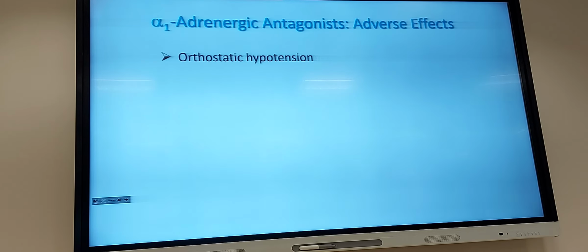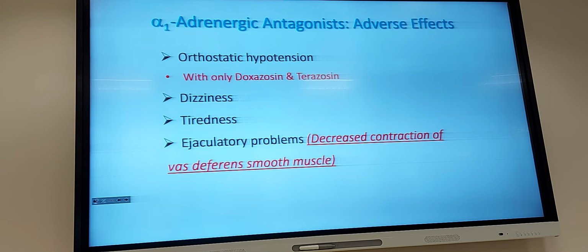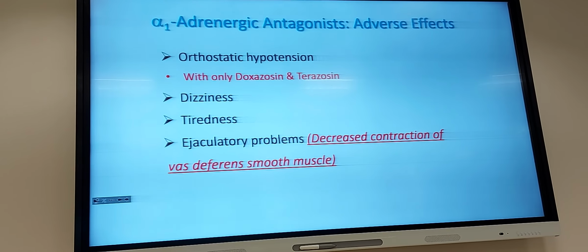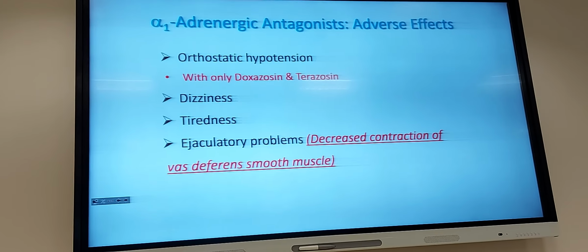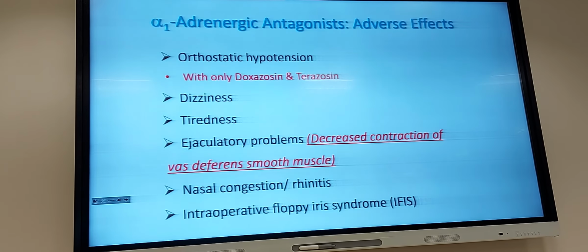Again, as we just said, orthostatic hypotension, and that's more pronounced with these two drugs. And then we have also dizziness, tiredness. Ejaculatory problems are more pronounced with the selective ones, like silodosin and these. So they have more ejaculatory problems, including retrograde ejaculation as well as anejaculation, and rhinitis.